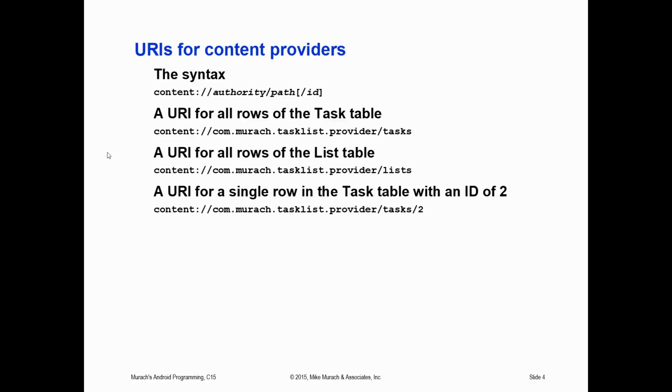Typically, a path begins with a name that corresponds with a table or a file, and a path can also include an optional ID that points to an individual row in a table. When you work with URIs, realize that each front slash in the path begins what's called a new segment. When you create a URI for a content provider, you need to specify what's known as the MIME type. That's an internet standard for defining types of content.